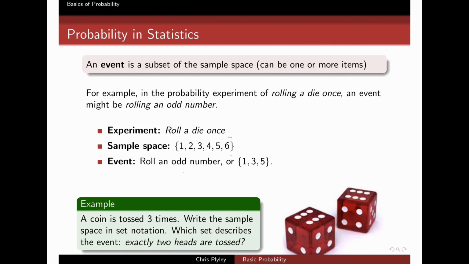So for example, we can do a quick example here. If I toss a coin 3 times, that means I take my coin once, I toss it, I get either heads or tails. Then whatever happens, I'm going to toss it again, and I'll get either heads or tails again, and then I'm going to repeat this a 3rd time. Try to write out the sample space for this particular experiment in set notation, and tell me which set would describe the event I've tossed exactly 2 heads in my 3 tosses.